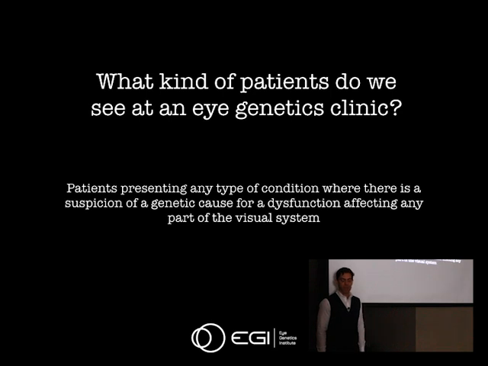What kind of patients do we usually see in the eye genetics clinic? Those are patients that present some type of genetic condition that is affecting somehow the visual system. All right.